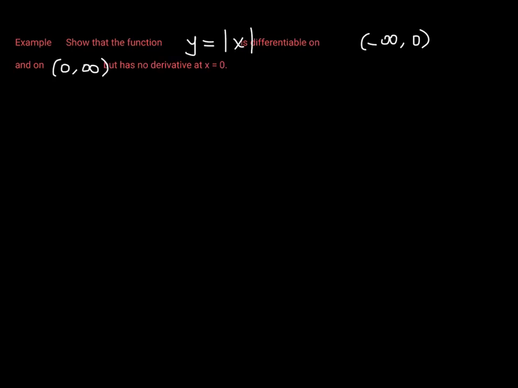All right, check this out. Show that the absolute value function is differentiable from negative infinity to 0 and on 0 to infinity, but it has no derivative at x equal to 0. Okay, so in order to show this, let's consider the graph of this function.